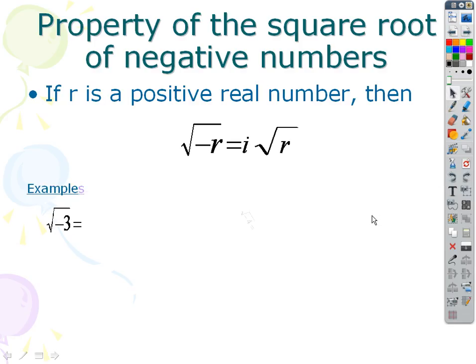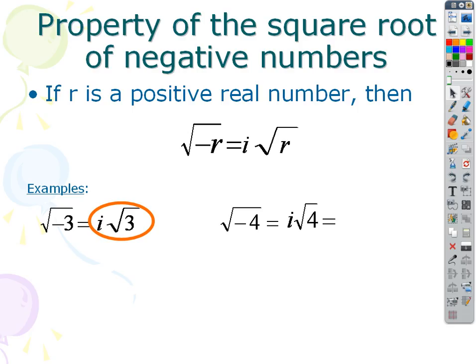So some examples. What would the square root of -3 be then? i times the square root of 3. Sure. We're just going to take out that square root of -1 and call it an i, and we're left with a normal square root of positive 3. And the square root of -4? i times the square root of 4. And what is the square root of 4? 2. So just 2i. Good.